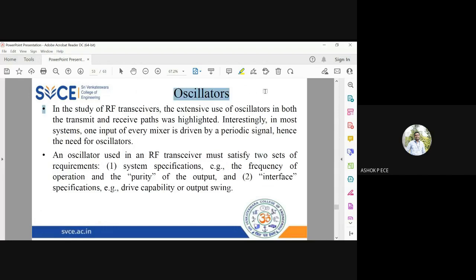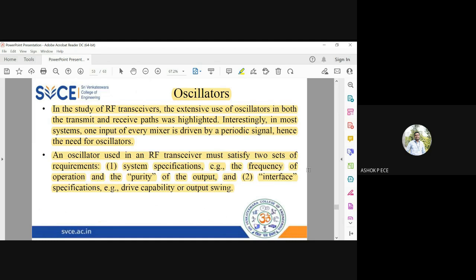Next one is oscillators. As you know, oscillators are very, very important devices which are used in receivers for doing the job of mixing. Oscillators are very important in RF transceivers because every mixer circuit is driven by an oscillator. And there are certain requirements for an oscillator.